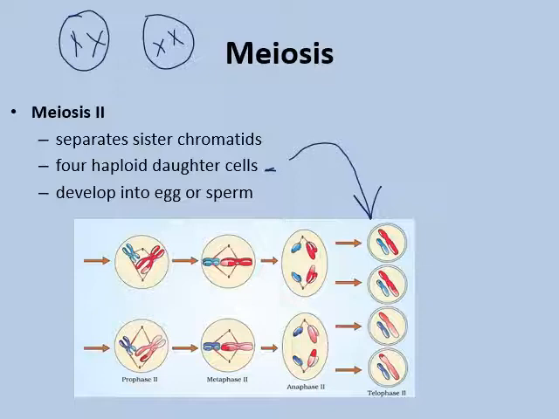So again, we start with prophase 2. Prophase 2 here isn't quite as robust. There's not as much stuff going on here. There's still the spindle fibers are forming, they're coiling up, but there's no recombination happening here. So that crossing over is only happening in prophase 1.